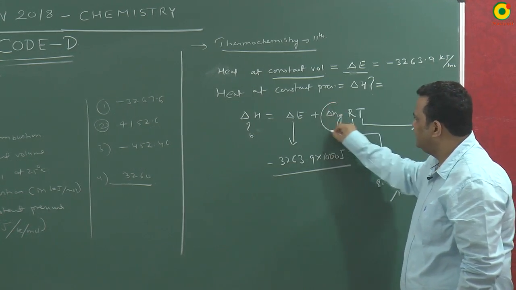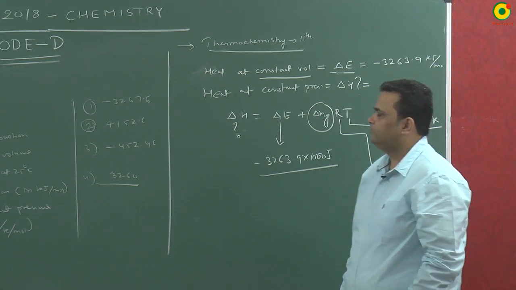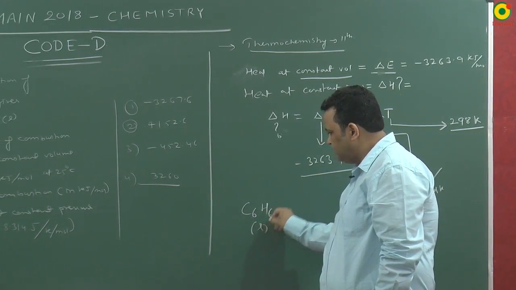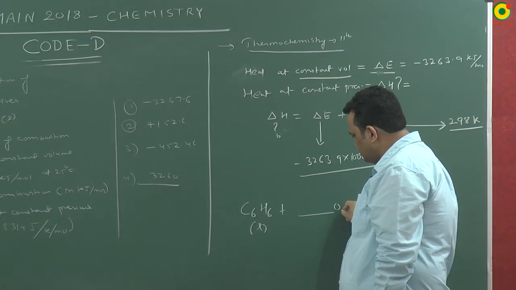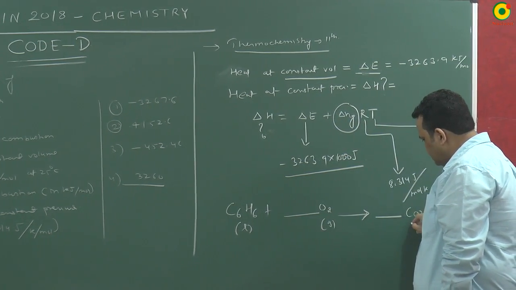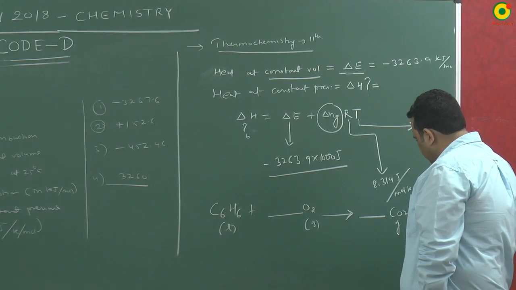Now we have to find the delta Ng value. So for the delta Ng value we have to write the complete reaction. Benzene is being combusted with oxygen. Oxygen is gas and it is forming CO2 gas plus H2O liquid.